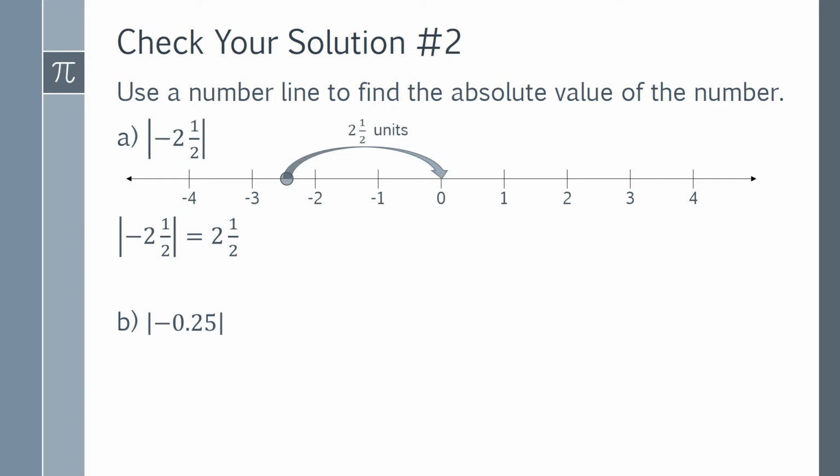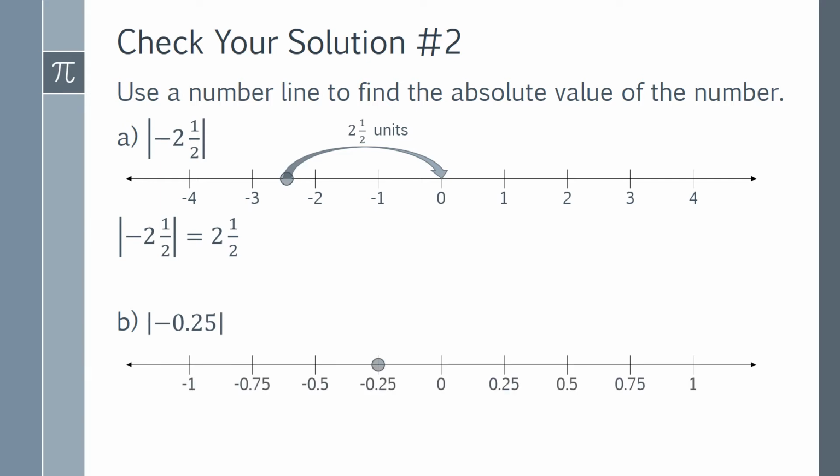Now for part B, we need to find the absolute value of -0.25. Draw the number line and plot the point. We notice that this is 0.25 units away from 0, so the absolute value of -0.25 is 0.25.